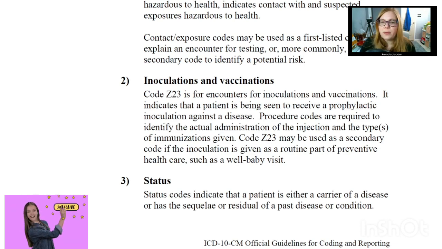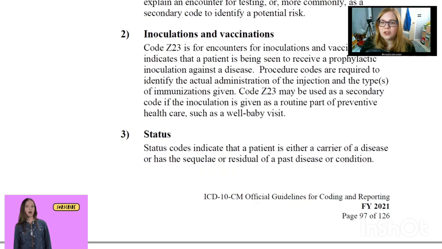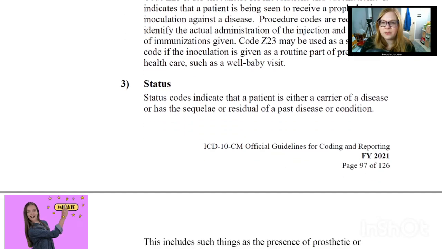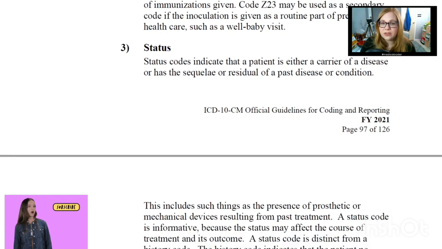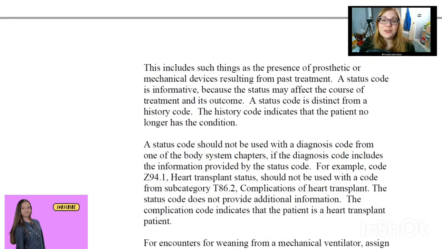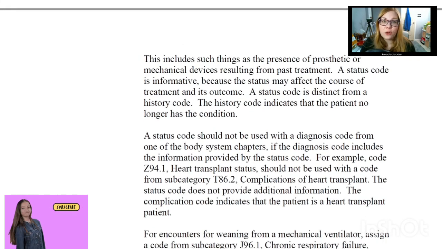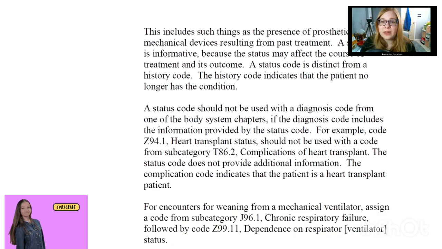Code Z23 may be used as a secondary code if the inoculation is given as a routine part of preventative health care, such as a well baby visit. Status codes. Status codes indicate that a patient is either a carrier of a disease or has the sequela or residual of a past disease or condition. This includes such things as the presence of a prosthetic device or a mechanical device resulting from past treatment, like maybe a pacemaker or a knee replacement. And a status code is informative because the status may affect the course of treatment and its outcome.